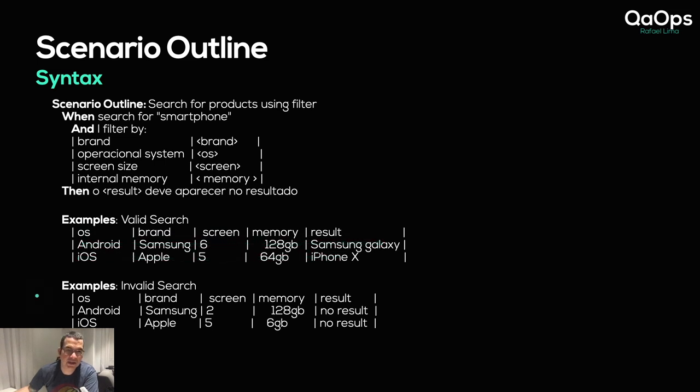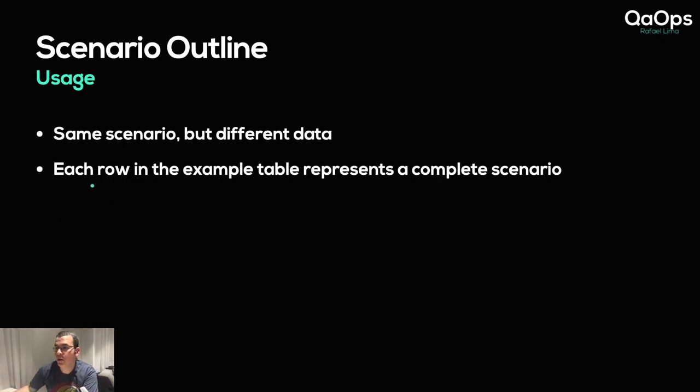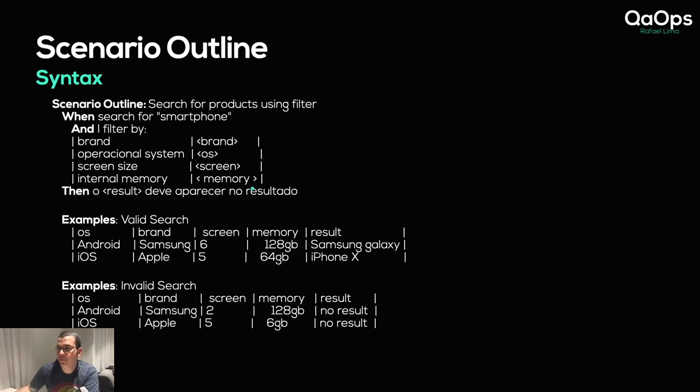And in this case, I use two tables because one is my valid scenarios, my happy path, and the other one is my unhappy path, the one that's going to fail, right? So this is what I mentioned, that each row in the example table represents a complete scenario, because this one is going to run four times: 1, 2, 3, and 4.